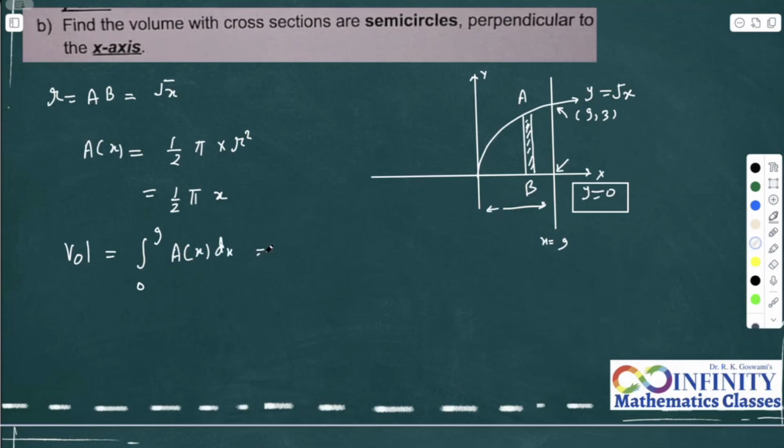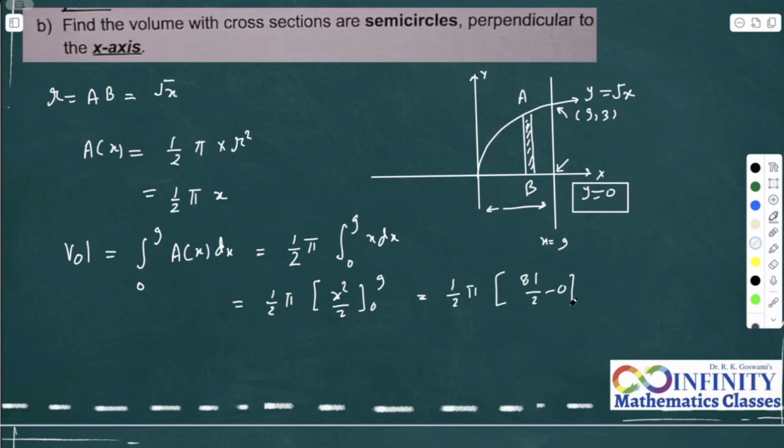So it's a simple task. 1 by 2 pi is a constant. Keep the constant before the sign of integration. Just try to have the integration of x only. So I hope now it is an easy task for you. When you plug the value of 9 there, I'm expecting that it is going to be 81 by 2 minus 0. Simplify, you will get the answer. Right? Okay.